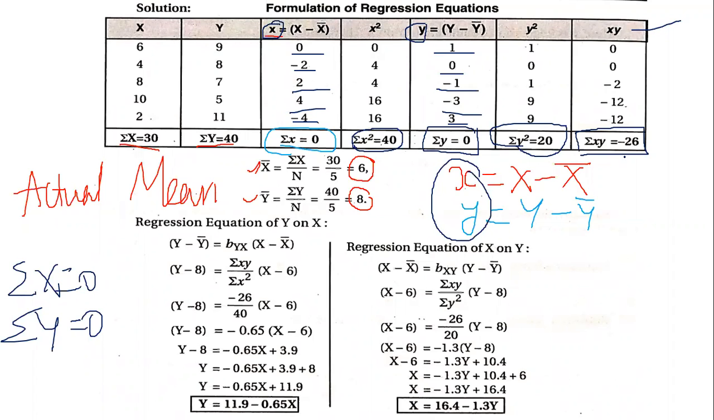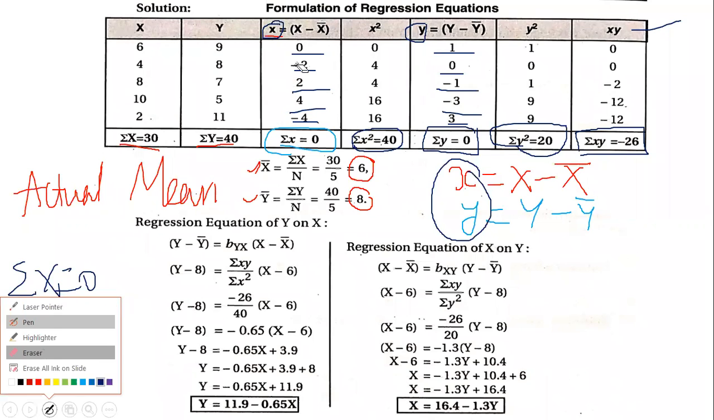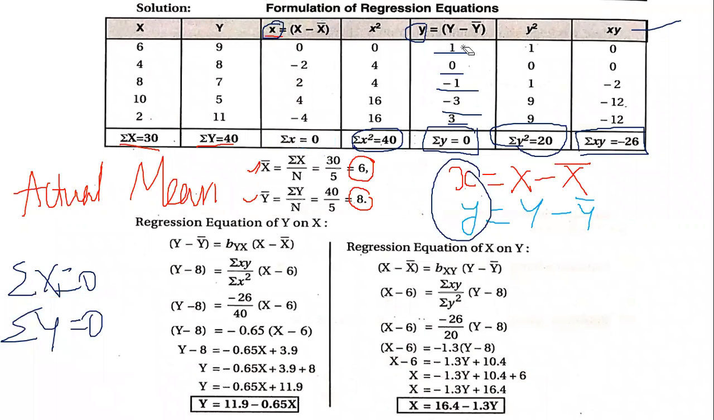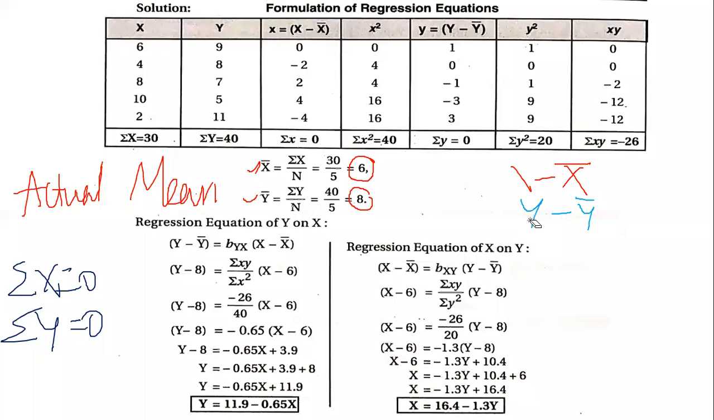So any doubt in the table calculation? Any part you want me to repeat? Compulsory question for 14 marks it will come, and it's very easy to solve. All that you see is the calculation and application of formula. So do not miss such questions. Everybody is clear? Can we go for regression equation?